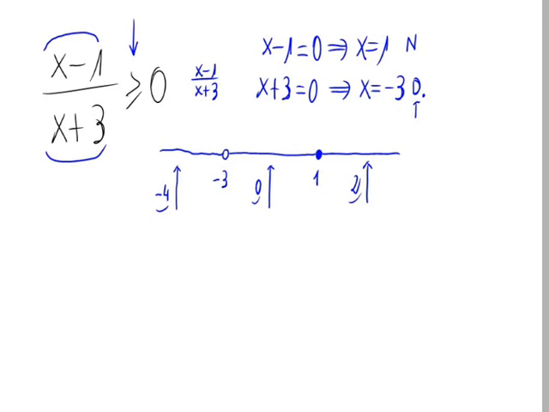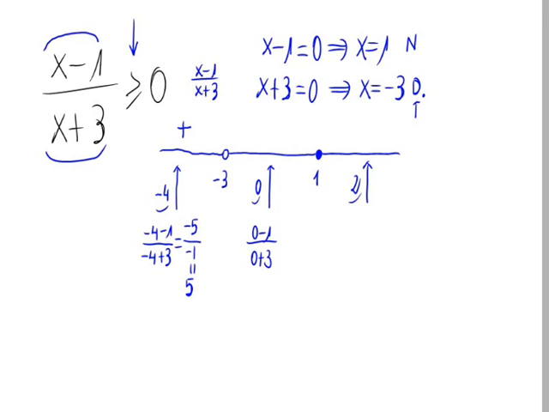So let's study the sign in each interval. For doing this, as I said before, we just have to substitute the numbers for x. So let's go with -4. We would have (-4 - 1)/(-4 + 3), that is equal to -5/-1. So -5 divided by -1 is +5. That is a plus sign.